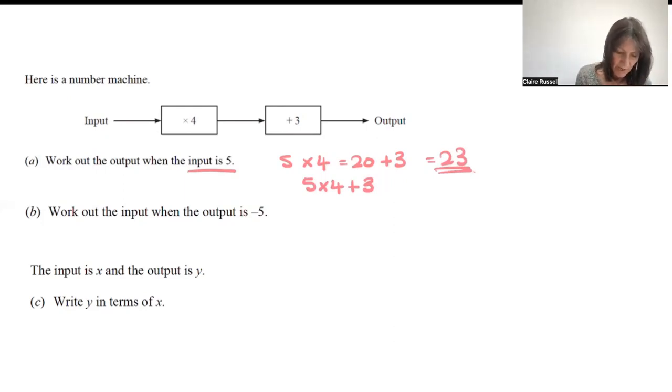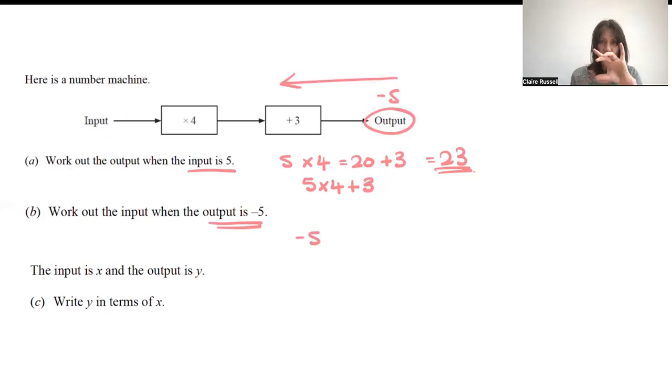Okay, the next bit is we're working out the input when the output is -5. So this time I'm going in the opposite direction. I've got the output of -5. Because I'm going in the opposite direction, I'm going to be using the inverse operations, basically the opposite of add and the opposite of times. The opposite of add is take away. So I'm doing -5 minus 3, which is -8. And then I'm going to divide that through by 4, which is -2. So just be careful when you're using the calculator on that.